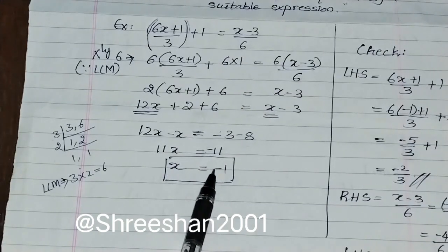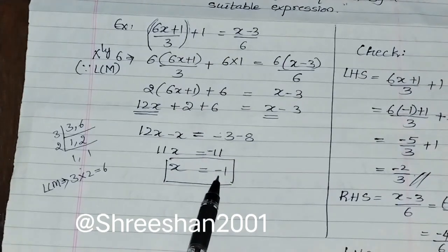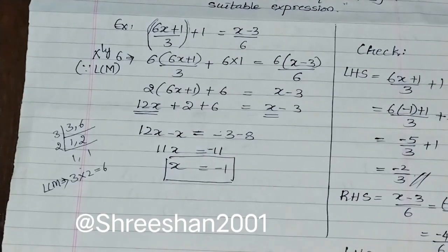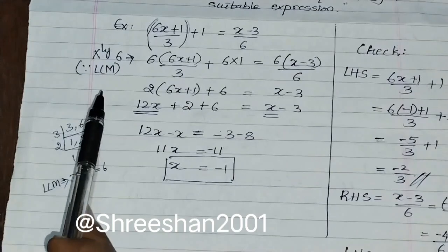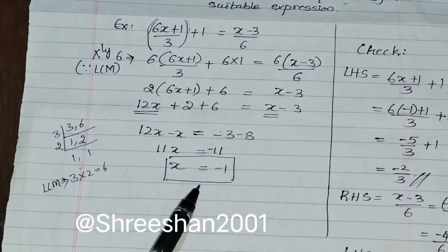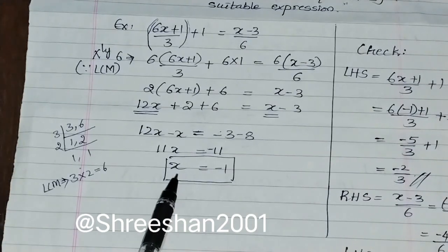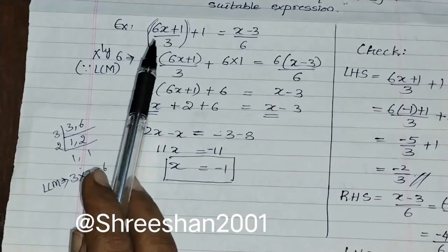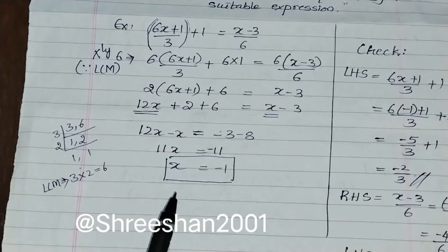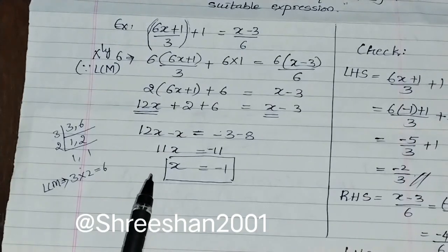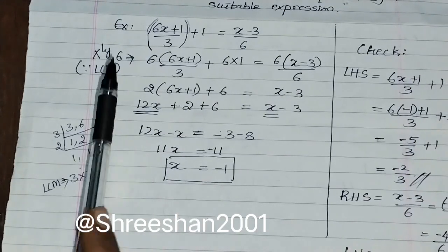So the value of x is simply 11 ones are 11, ones are 11, it is minus 1 is the value of x. Now if I am finding the value of x as minus 1, whether that is the correct value of x, now I don't know. I had just simply multiplied this LCM value and got the value of x as minus 1, right? So I just need to verify for this value of x whether that value of x satisfies this equation or not. So just to verify this value of x, whether it is correct or not, I need to check it for both the sides, right?